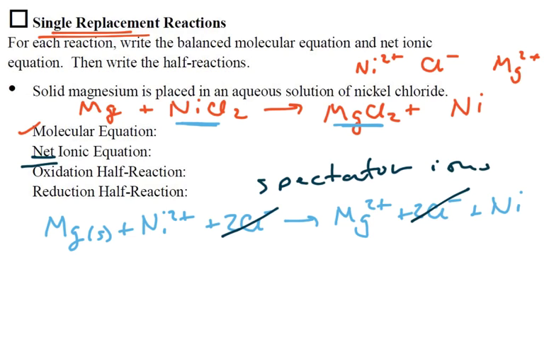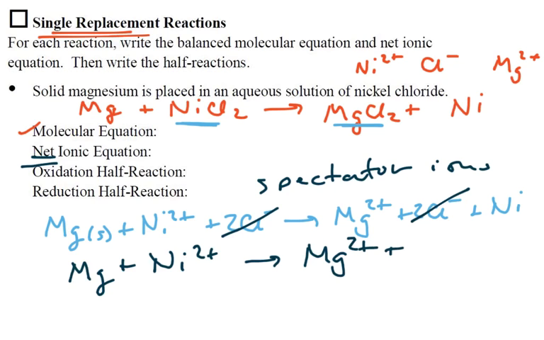And we just keep in the stuff that actually is doing something. So the magnesium is reacting with the nickel ions and turning into magnesium ions and neutral nickel metal. Now the oxidation half reaction for this, who's getting oxidized? Well, the magnesium is going from neutral to 2+. So that's going to be our oxidation. The reduction is nickel going from 2+ to nickel.